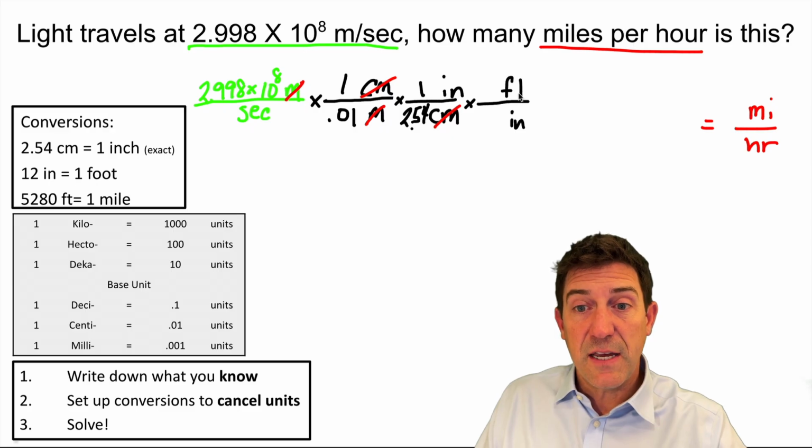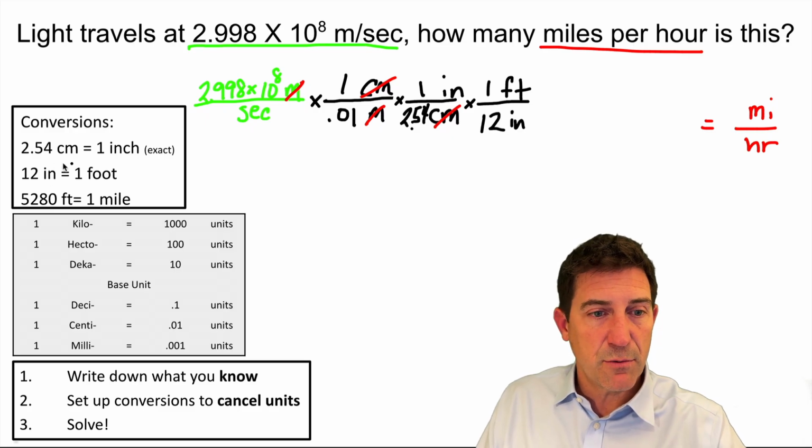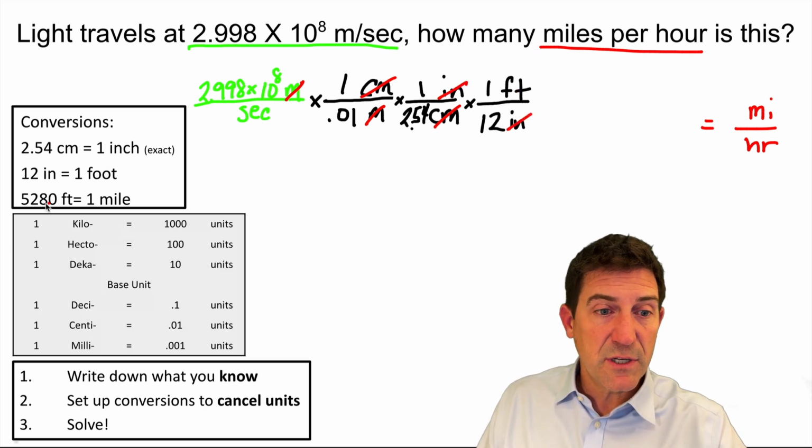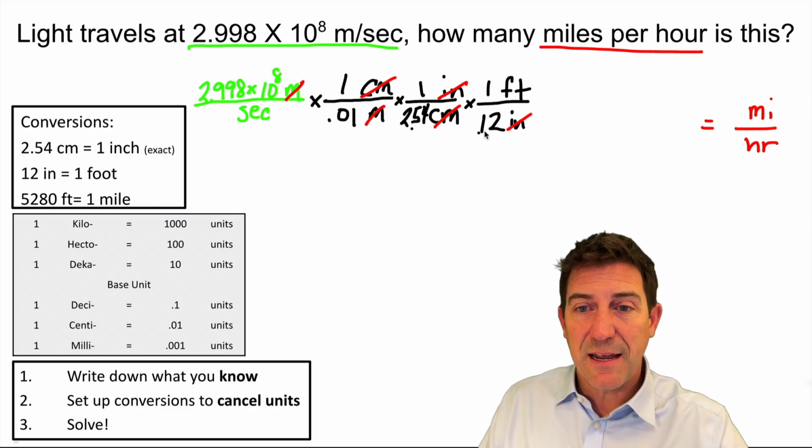Then I could go to feet, okay? And I say that 1 foot is 12 inches. How do I know that? Because there's a relationship between them over here. Let's cancel our inches. Now I have feet. That's good because we said there is a relationship between feet and miles.